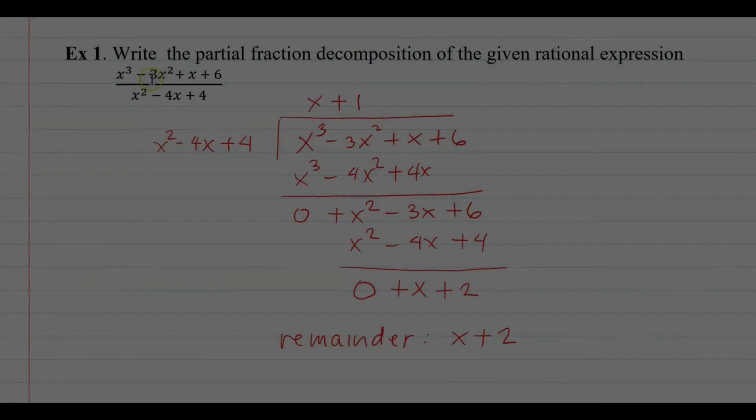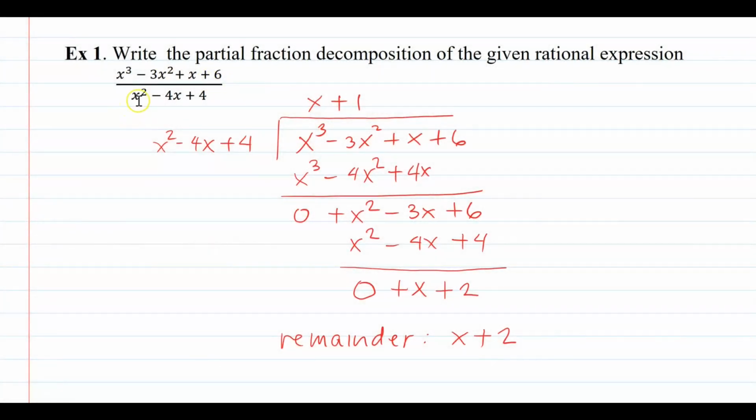Now to divide x cubed minus 3x squared plus x plus 6 by x squared minus 4x plus 4, we can set it up like this. Then we divide the leading term of our dividend by the leading term of our divisor. So x cubed divided by x squared gives us x. Then multiply x to every term in our divisor. So x times x squared is x cubed. x times negative 4x is negative 4x squared. x times 4 is positive 4x.